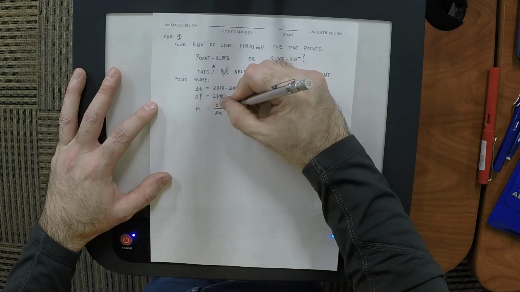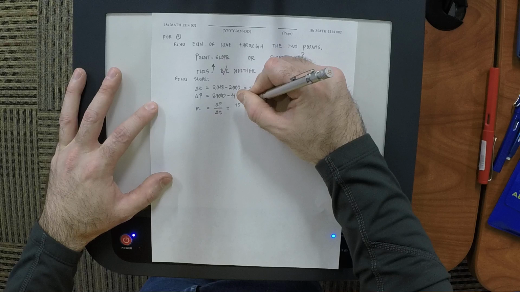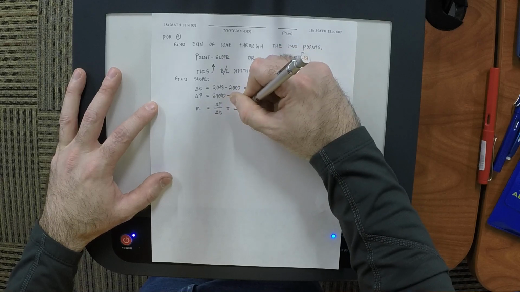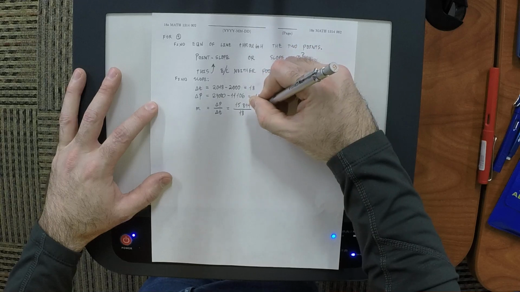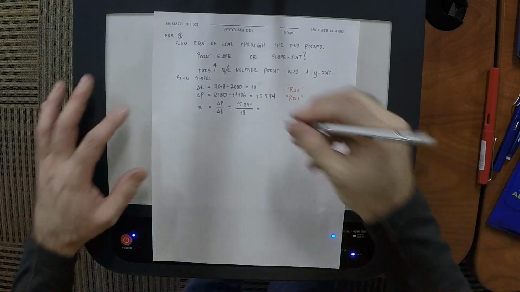Okay, so that means into the calculator we need to plug 15,894 divided by 18. Okay, so what's that going to be? 883?